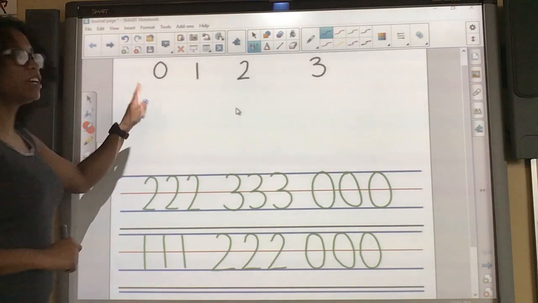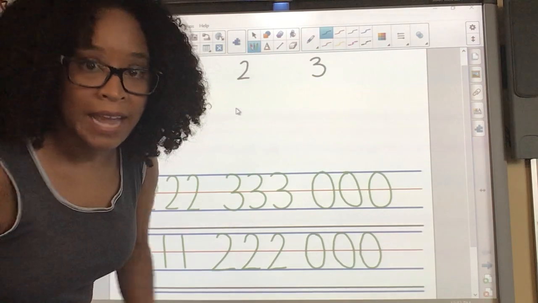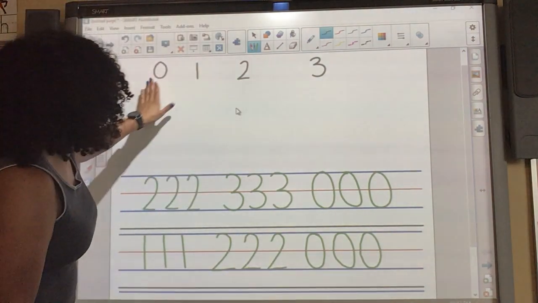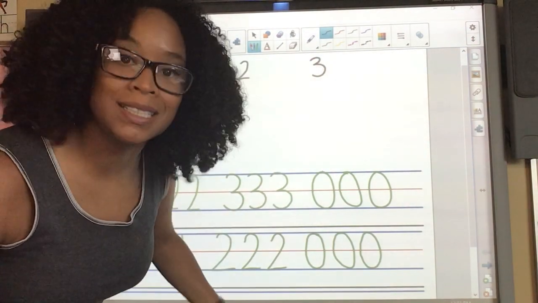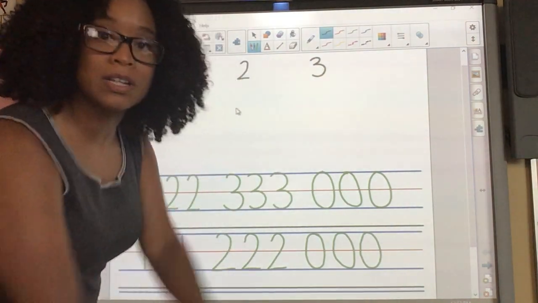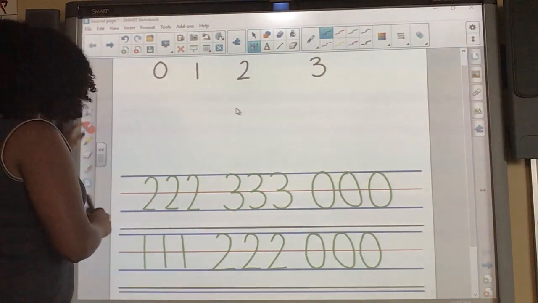Okay, so if we are going to illustrate something that's 0, 0 means what? It means nothing. So are we going to draw anything under a 0? Nope, we're not, because 0 means nothing. We're going to leave it blank. Let's go to our number 1. I've got my blue.